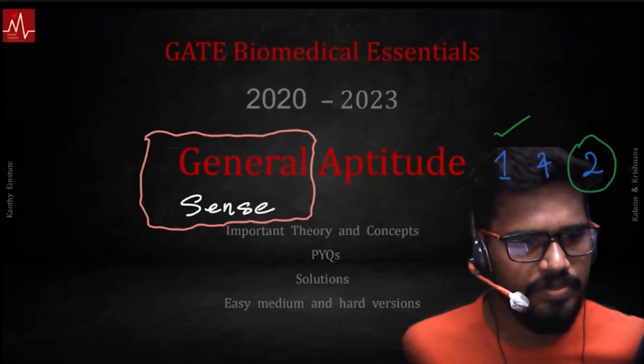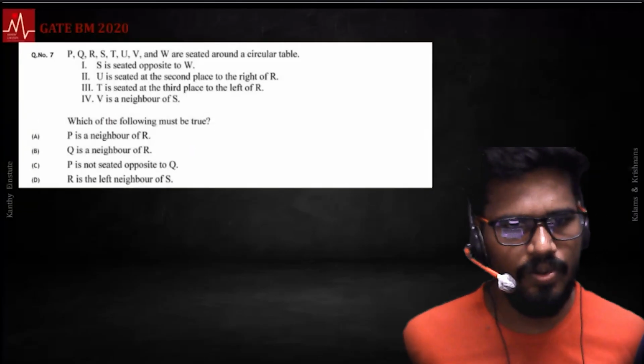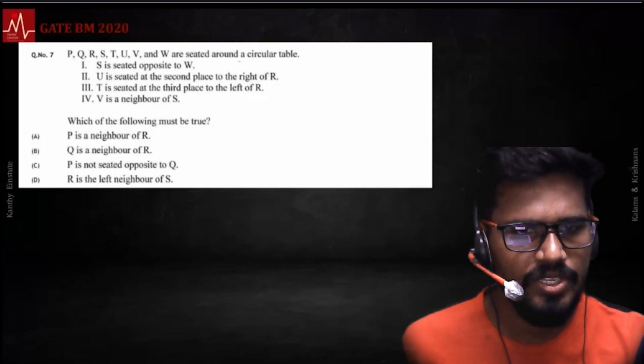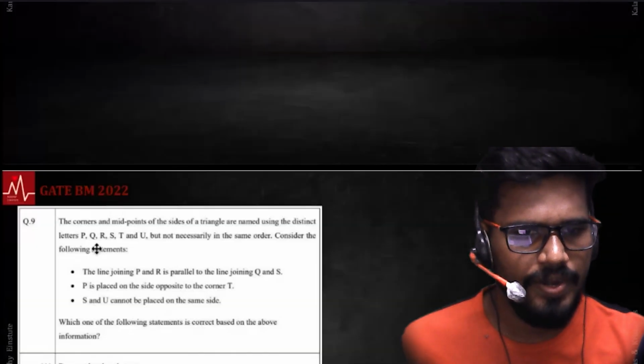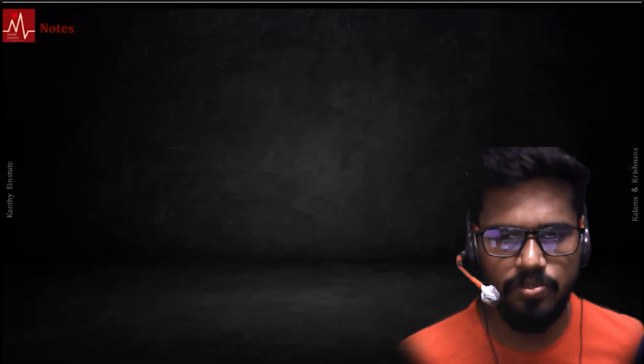I discussed many questions where I left off. I remember discussing the speed, distance, time problem. Now I have some analytical aptitude, some questions based on logic. So there are seating arrangement questions, in a circular table, seated in a row, and corners of a triangle. So again, let me highlight at this point.